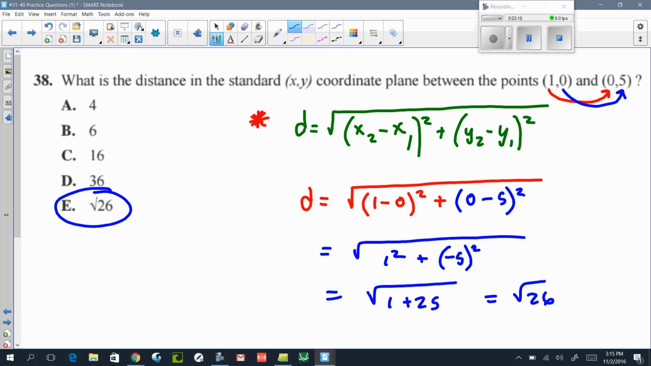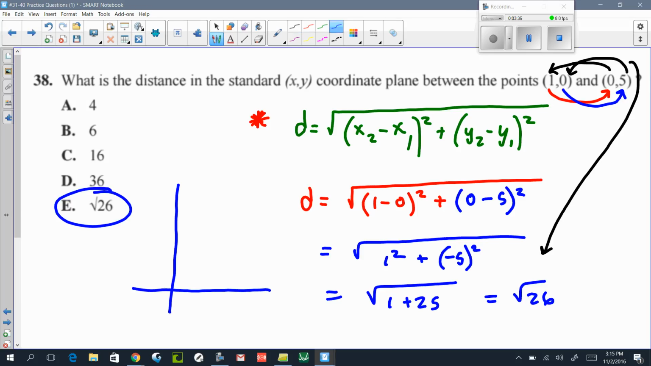Remember, when using the distance formula, you can subtract your x values and subtract your y values in any order as long as you remain consistent. Your answer would still be, if you were to do it this way, square root of 26. Another way to look at this, if you were really struggling to figure out how to do this, is to draw a picture. The first point is at 1, 0, which would put us over 1, up 0 on the x-axis. And the other point was 0, 5.